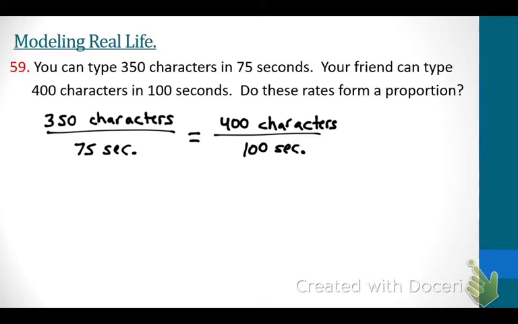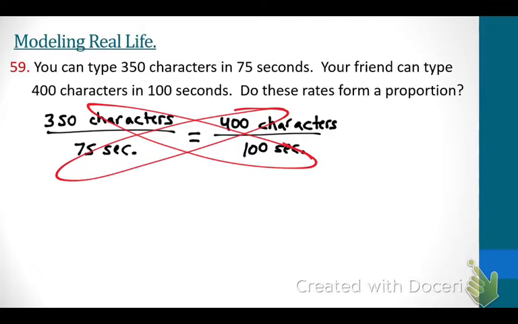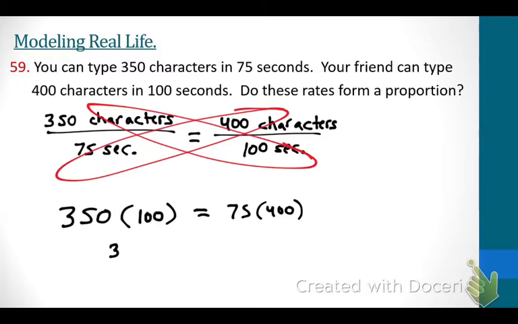Who can explain to me how you chose to do this problem? Myra, what'd you do? All right, she chose to do cross products. So if you're doing it like that, she went 350 times 100 equals 75 times 400. Myra, what was 350 times 100? 35,000. And what is 75 times 400? 30,000. Myra, do those equal each other? No, because they do not equal each other. They do not form a proportion.